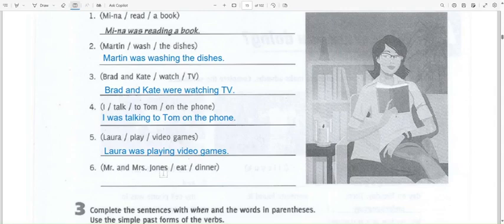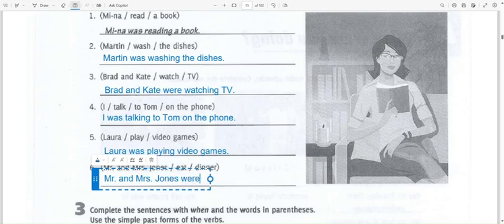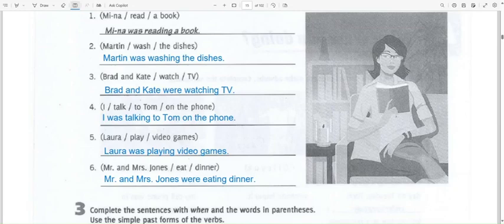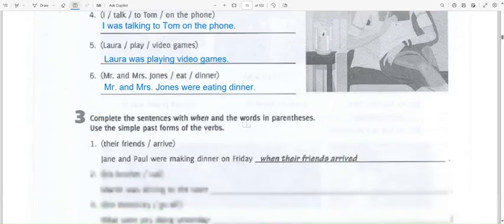Mr. and Mrs. Jones eat dinner. So then we can say, Mr. and Mrs. Jones were eating dinner. So all these sentences are written in the past continuous tense, students.